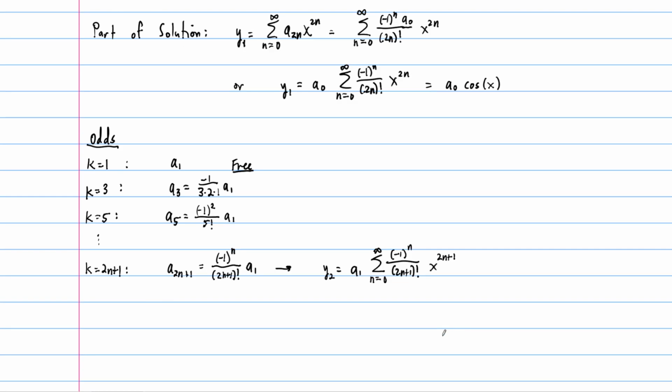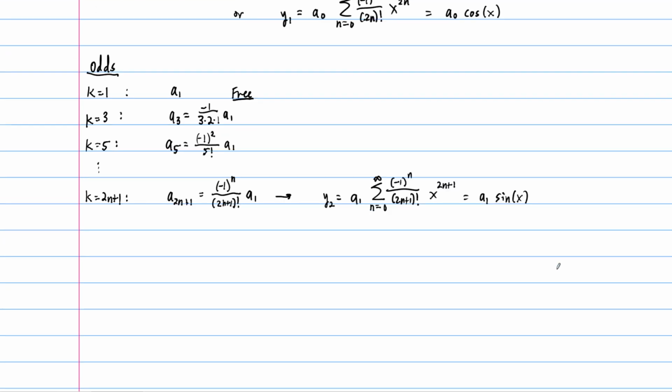And of course, if we remembered that this one is cosine, we will also remember that the odd ones are sine, right? Alternating odd terms. This is going to be a1 times sine of x. And so altogether, our solution, so the total solution is going to be y of x equals a0 cosine of x plus a1 sine of x, where these a0 and a1 are arbitrary constants. So in other words, they're the free variables, right? They're the C1 and the C2 that we got using our other methods before.